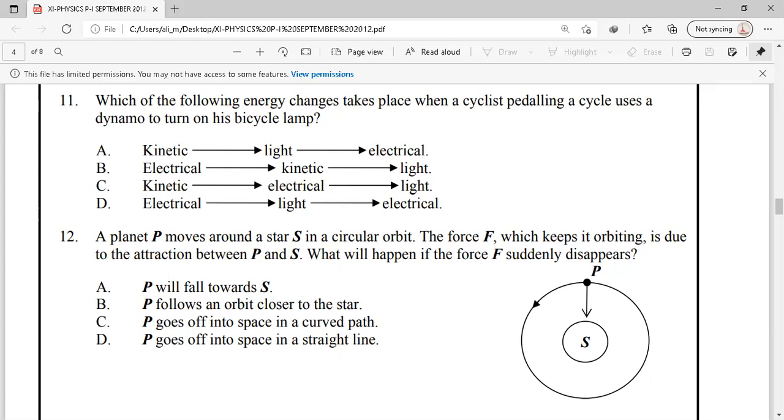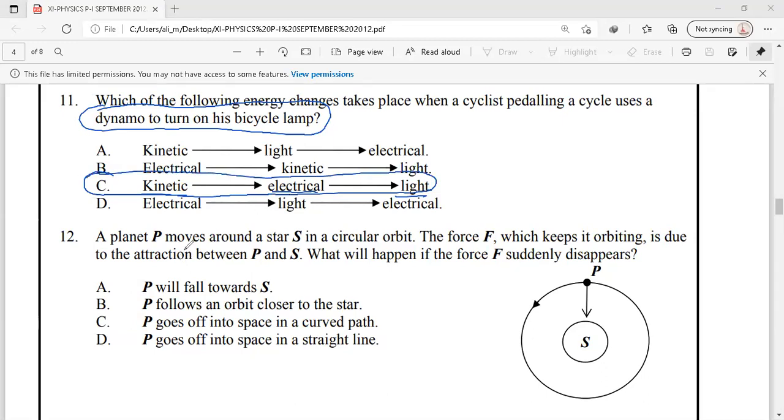So here we have a dynamo, and this dynamo is used to light the bicycle lamp. The kinetic energy involved in pedaling a cycle is converted into electrical energy, and in the lamp, electrical energy converts into light energy. So option C is the right answer.